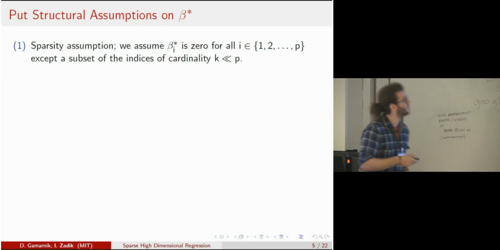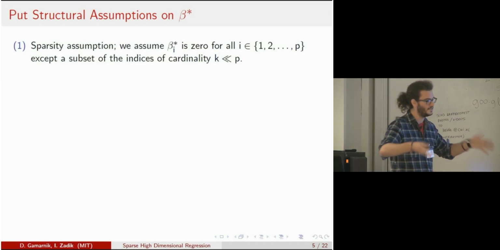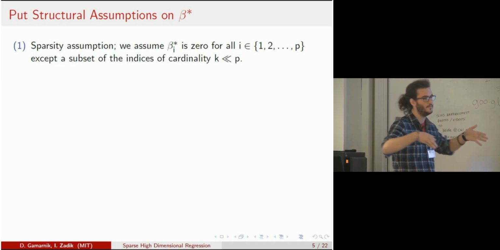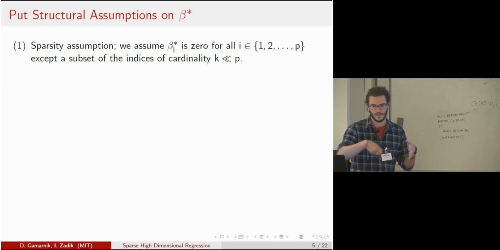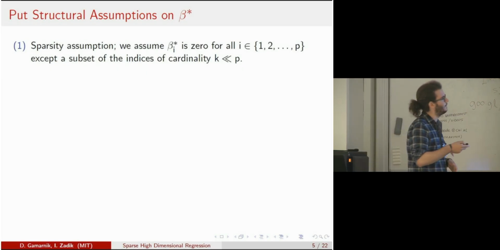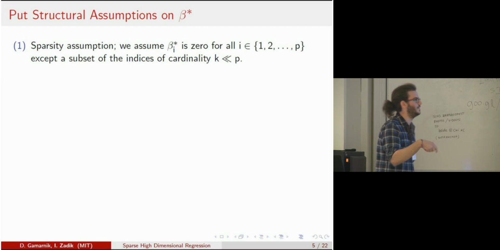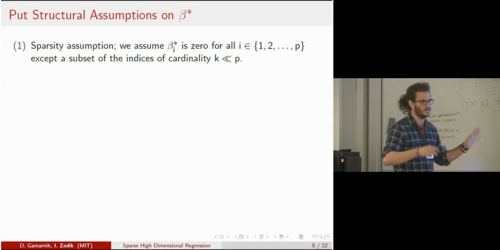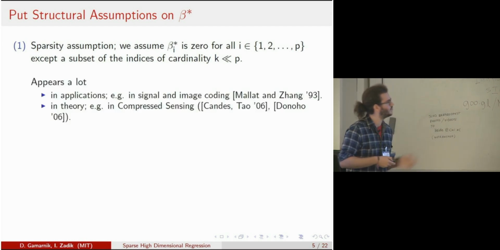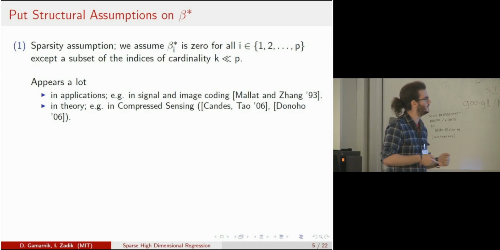The first is the sparsity assumption, which is very common. It just assumes that we know that beta star is essentially 0 on all coordinates except a few of them, a subset of cardinality K. For us, K is much less than P, and for the results I will present, K is much less than any polynomial in P, so assume a very low sparsity level. This is a very classic assumption. It appears in applications, in theory, and so on.